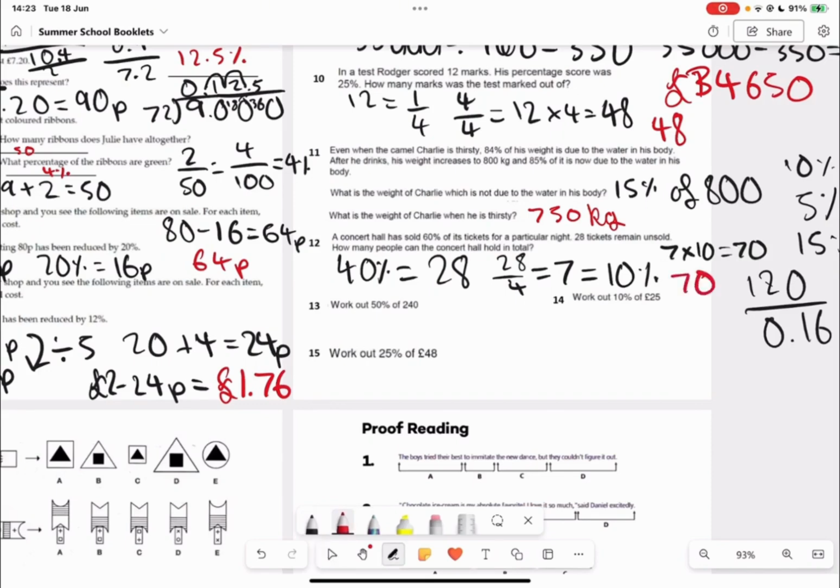Then we work out 50% of 240. This is 240 divided by 2, which is 120. And that will be our answer for question 13.